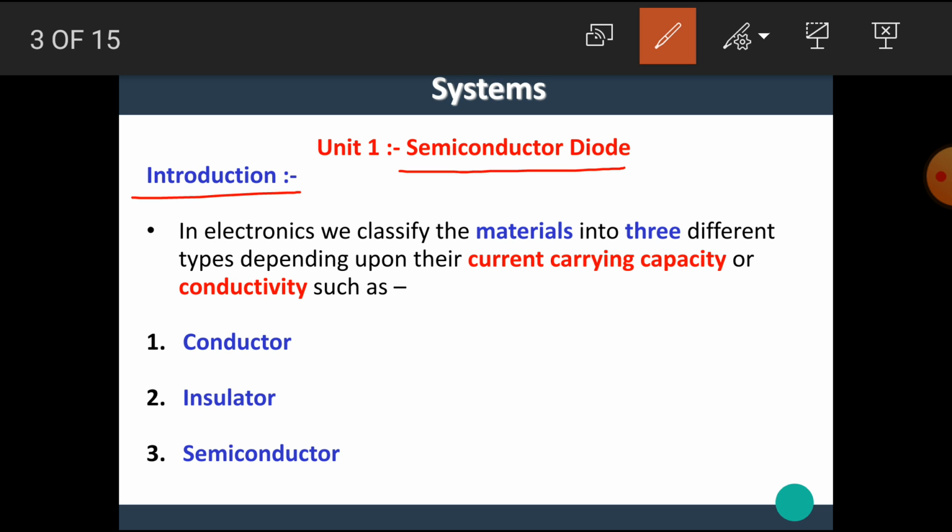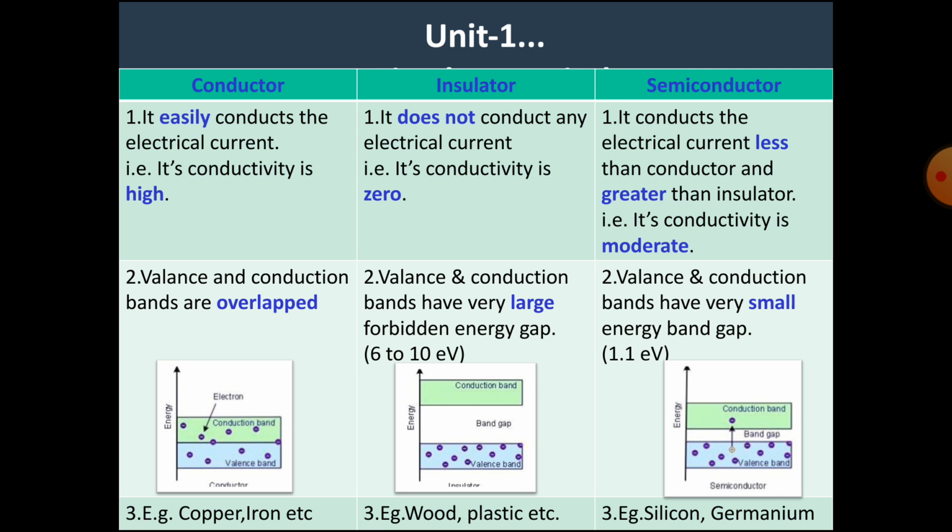In electronics, we classify the materials into three different types depending upon their current carrying capacity or conductivity, such as conductor, insulator, and semiconductor. The question arises here, what is meant by current? It is very simple. The rate of flow of charge is called current.